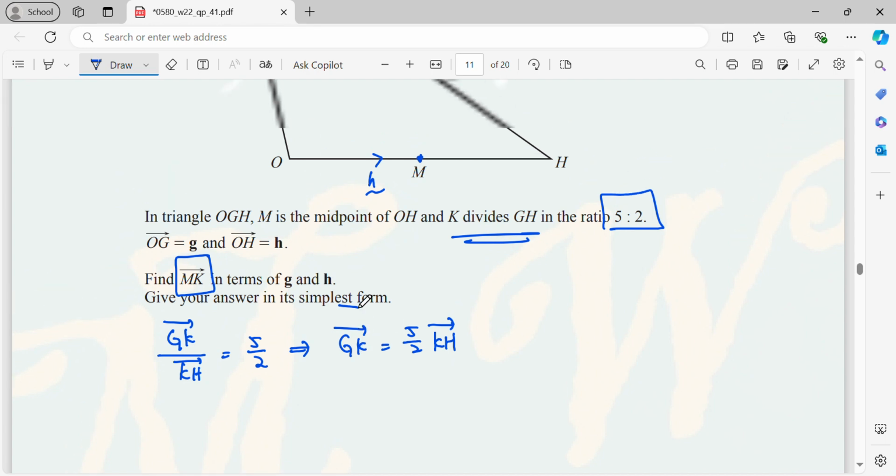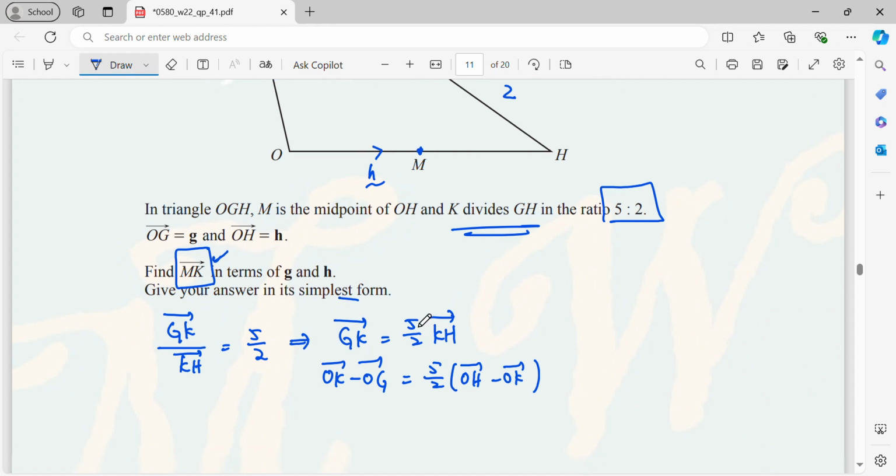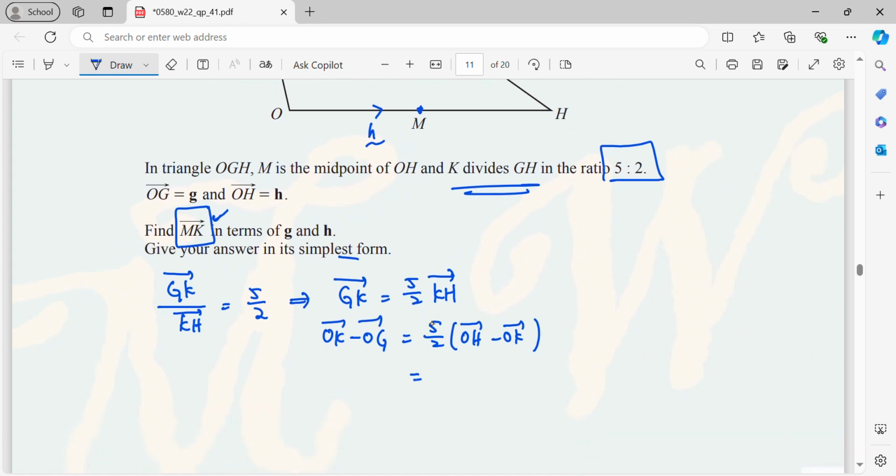Okay, now basically I need to find what is the OK. So OM is no problem because M is the midpoint of OH. So now I need to find my OK. My OK must be found from this equation. Alright, so from here I will say GK equals OK minus OG. Then 5 over 2, vector KH is OH minus OK. And now remember, we need to find the OK from here, right? In order to get the vector MK. So now, when you open the brackets, this will be 5 over 2 OH minus 5 over 2 OK.